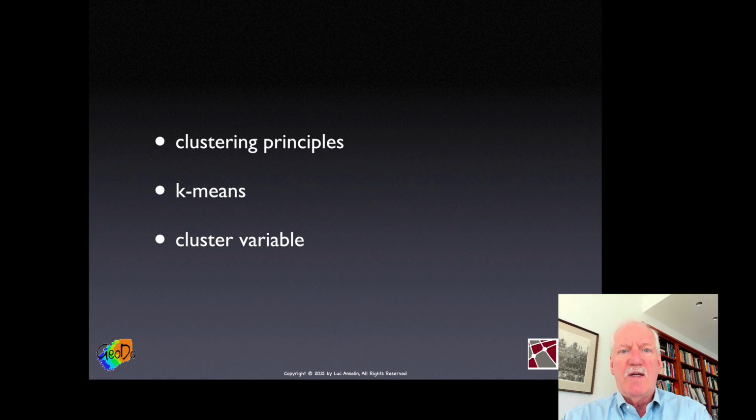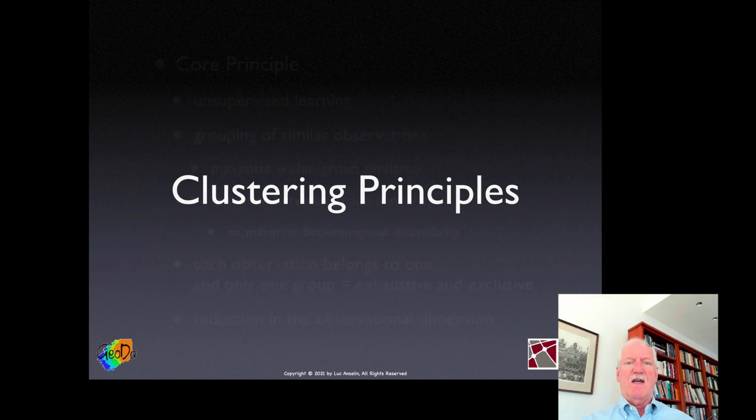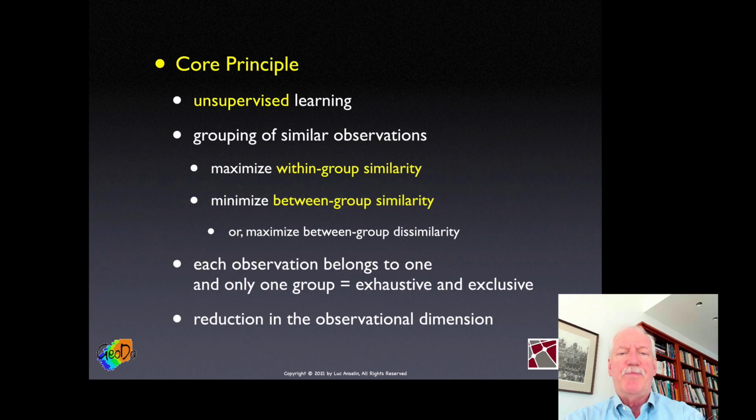Then go over the Kmeans algorithm and how to interpret it and apply it, and close with some words on what we do with the actual clusters that we obtain. What are they for? So, as I mentioned, the core principle in clustering is so-called unsupervised learning. What that means is that there is no model. We let the data speak for themselves. And so whatever grouping comes up from the data is not predetermined by some kind of model.